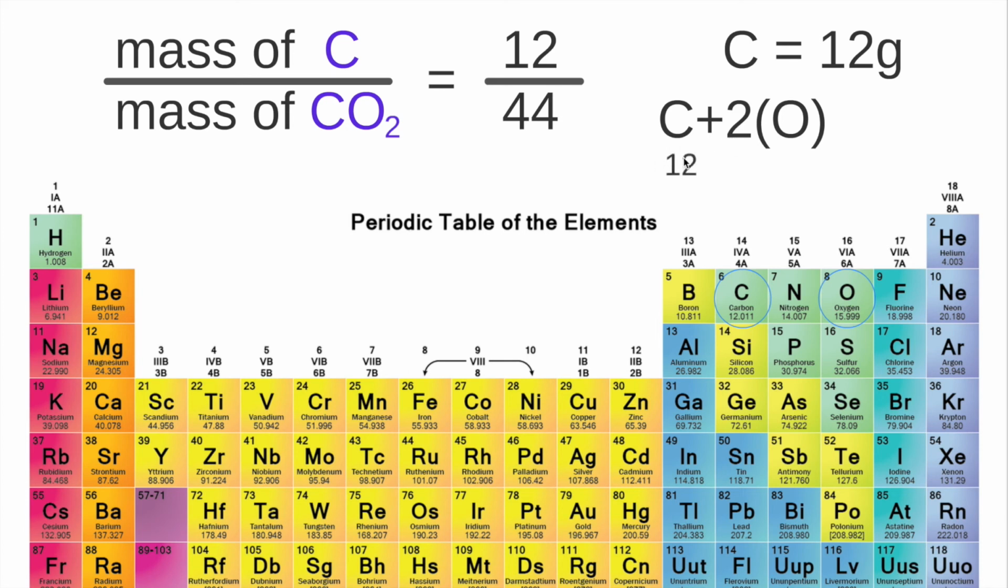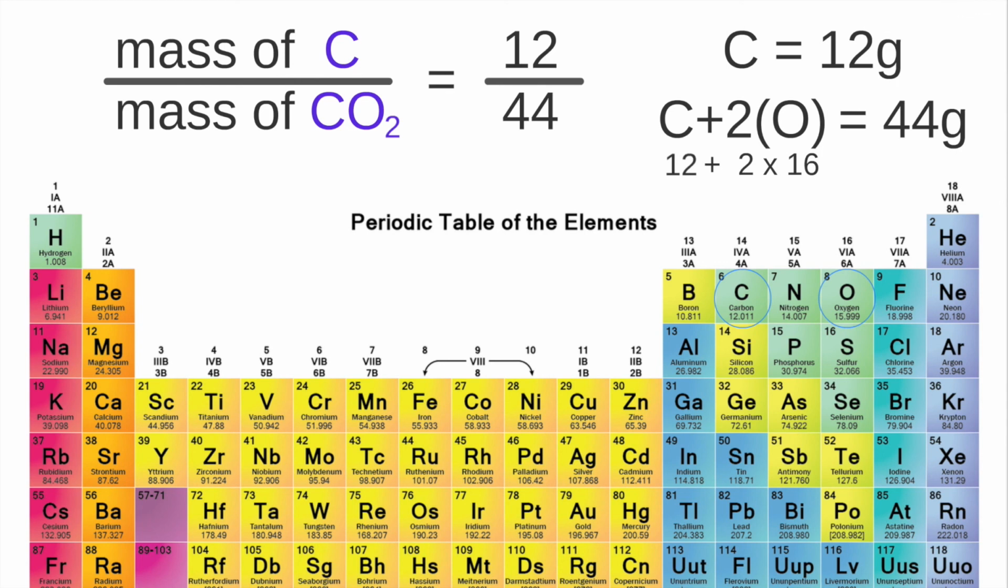Well, C we know is 12. Oxygen is 16. So we have 12 plus 32. And what do you know? It's 44. So the ratio of 12 grams of carbon burned to 44 grams of carbon dioxide put off makes a whole lot of sense based on the mass of these elements.